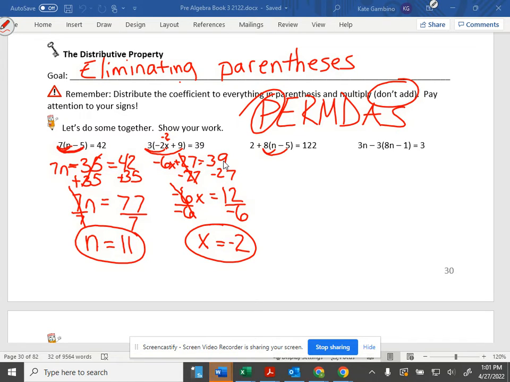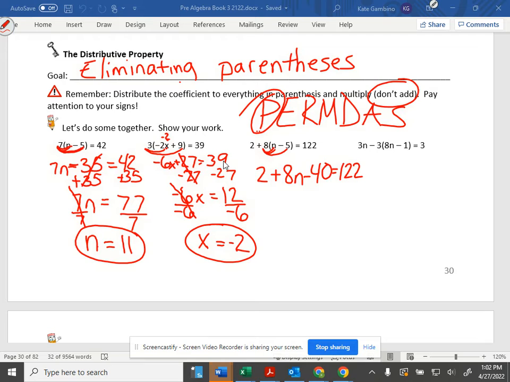Oh. So my first step is always parentheses. If I can combine what's inside the parentheses, it gets rid of the parentheses. If I can't combine the inside, then I'm going to do that multiplying through. Always take care of the parentheses as your first step. So I have 2 plus 8 times n, 8 times negative 5, so it's negative 40, equals 122.